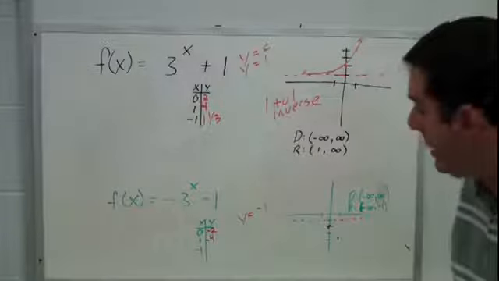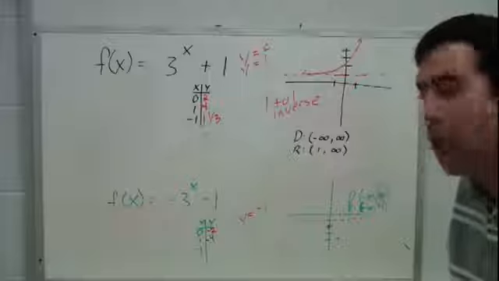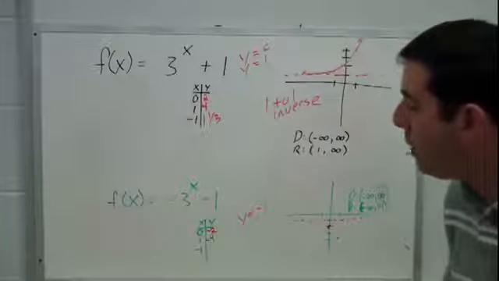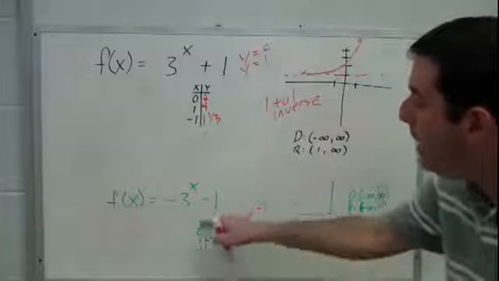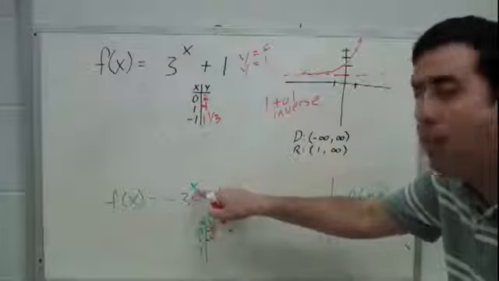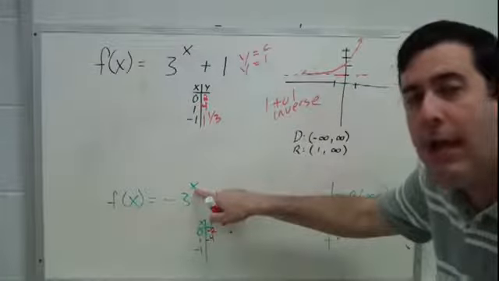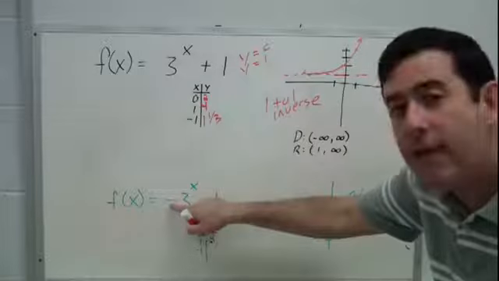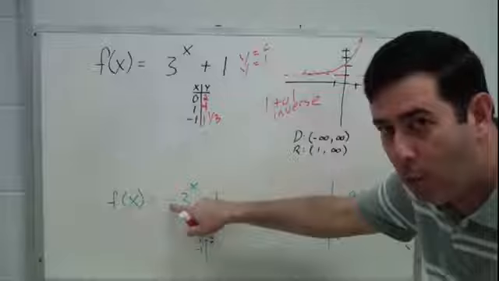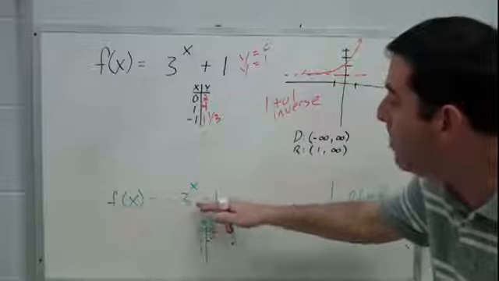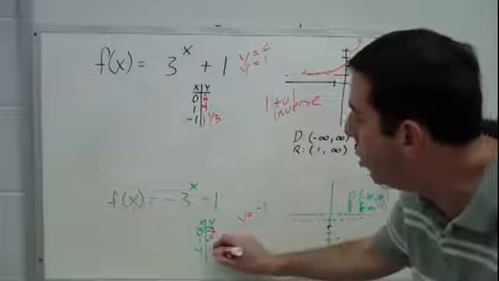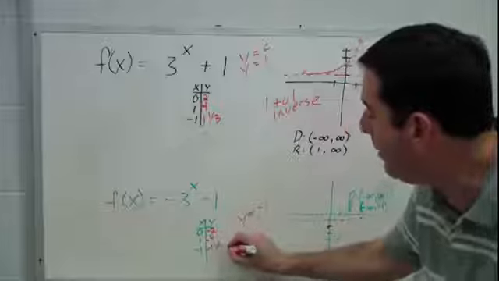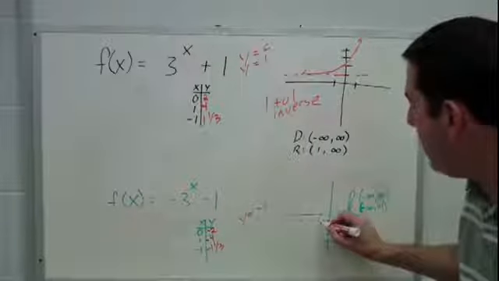You maybe can guess how the picture is already going to look, but if not, go ahead and take one more point and put it in. Negative 1. 3 to the negative 1 created a fraction. 3 to the negative 1 is 1/3. Stick the negative on, you've got negative 1/3, and negative 1/3 minus 1 is negative 1 1/3. So that's about right in here.